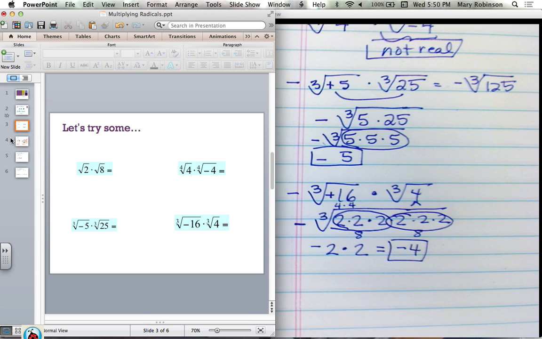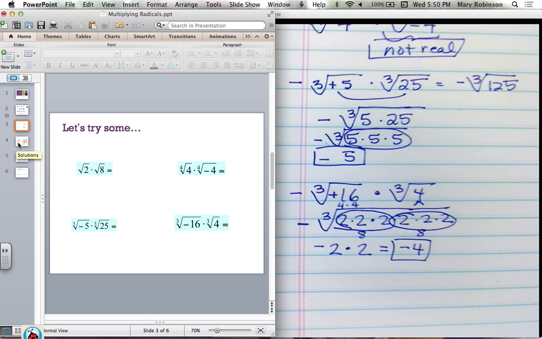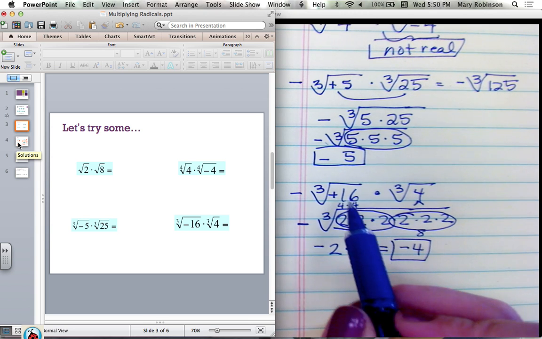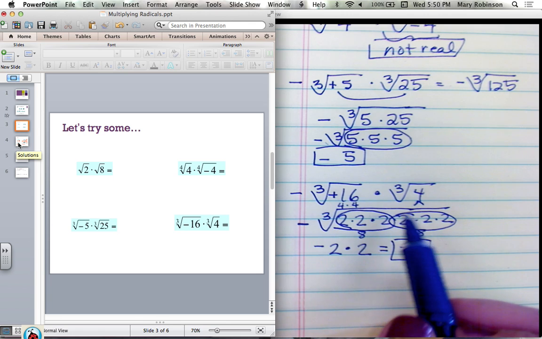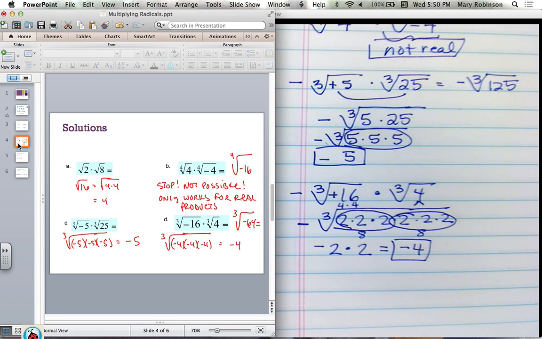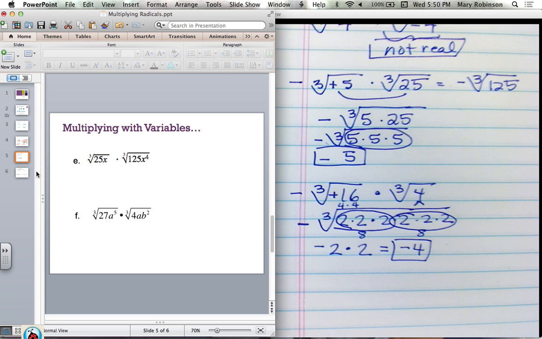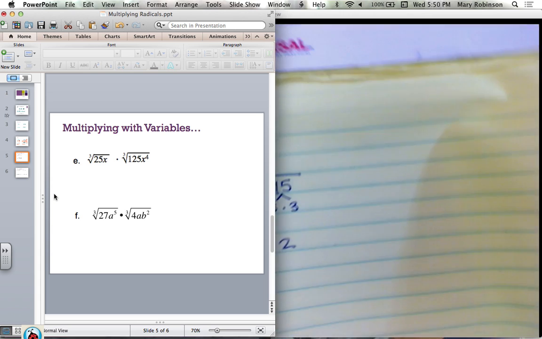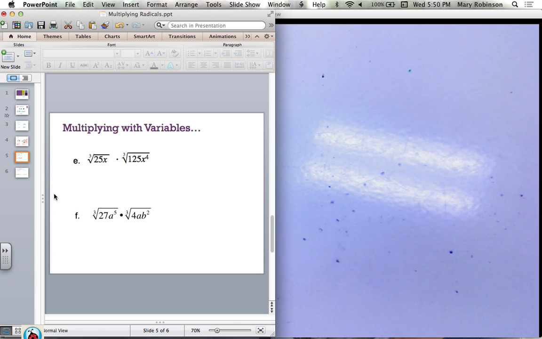So again, the process that we've been using the past few days still applies here. The only thing different is the product rule says we multiply the radicands and then we simplify. So this slide simply shows the stuff worked out if you were to print that out. I've got 6 examples that I'm going to do with you, starting with E here.